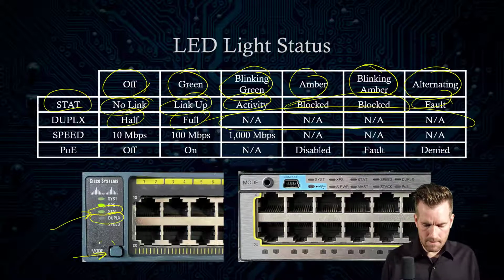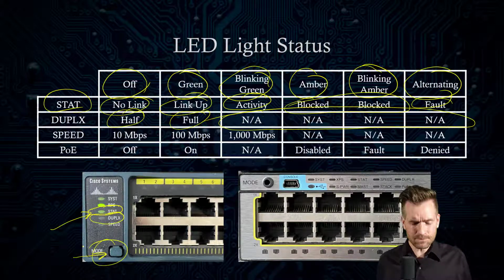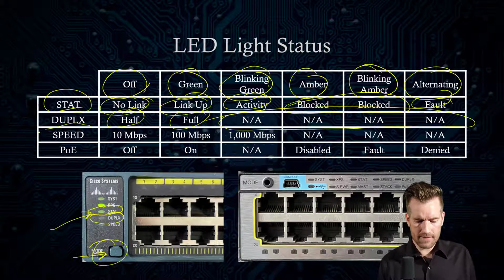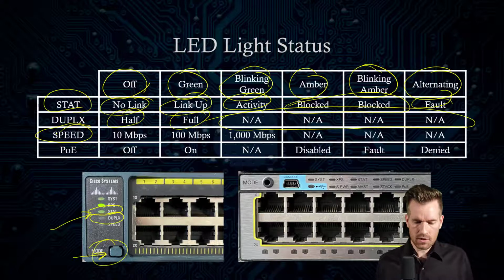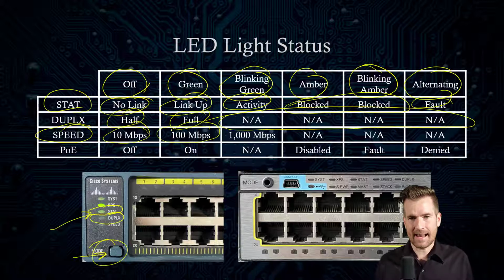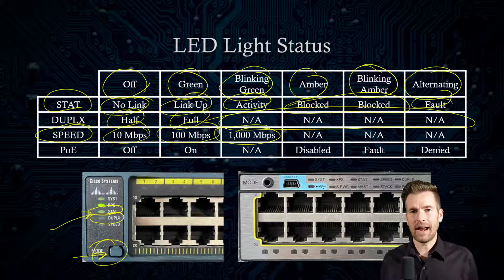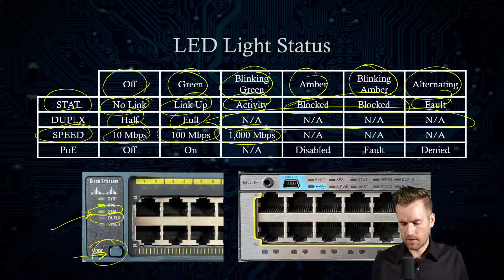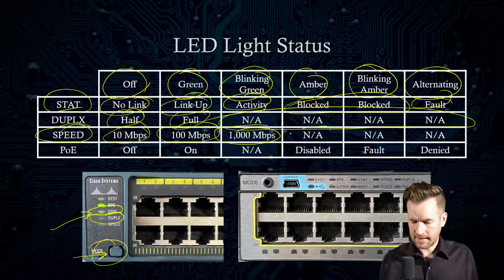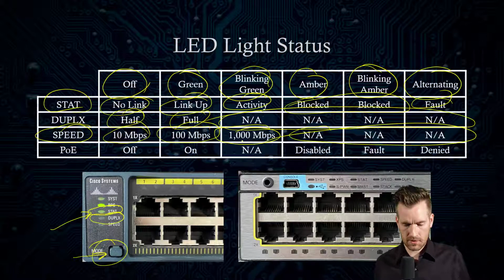Okay, we press the mode button again, and then we have now selected the speed. So if it's off, it's at 10 megabits per second. If it's on, it's at 100. So if it's green, it's 100. If it's blinking green, then we're at 1,000 or gigabit, and then nothing for the amber colors.